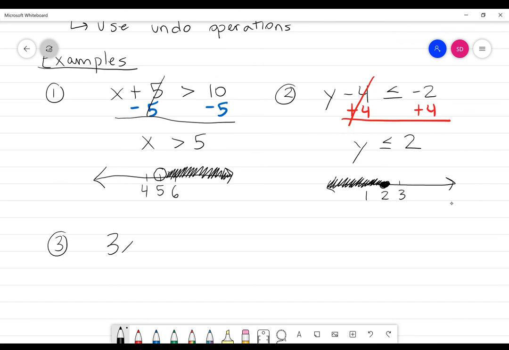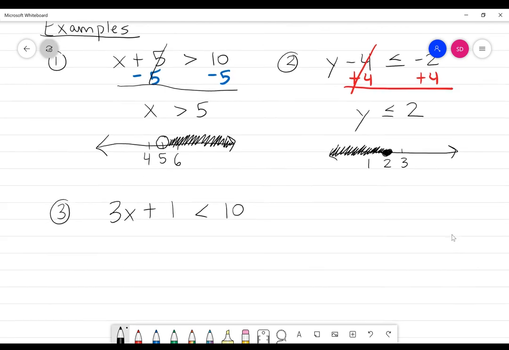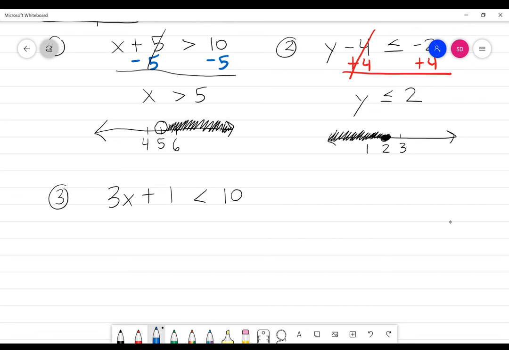Let's say I gave you 3x plus 1 is less than 10. So remember, it's the same process as our other problems. We want to use undo operations to get the x by itself. So first we have to subtract that 1 away from both sides of the inequality. 1 minus 1 goes away, so I'm left with 3x less than 10 minus 1 is 9. And now remember, at this step, the undo operation here, when you're multiplying, is dividing. So x is less than 3.